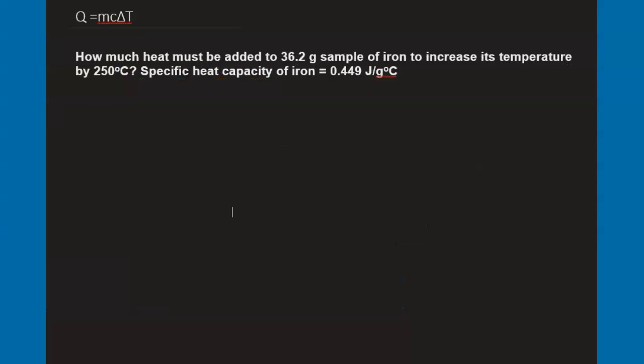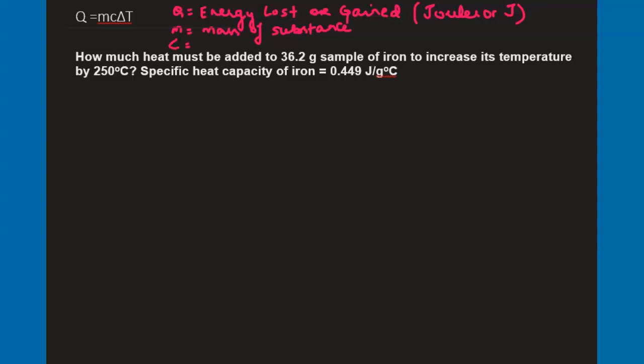To understand the application of system and surroundings, we first need to understand this formula, that's Q = mcΔT. In the formula Q = mcΔT, Q stands for energy lost or gained, the unit of energy is joules, represented as J. m is the mass of the substance undergoing reaction. c is the specific heat of the substance, again undergoing reaction, and ΔT is the temperature change. We will understand it better once we do the question.